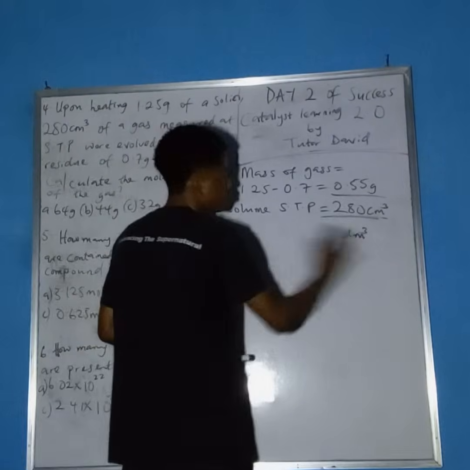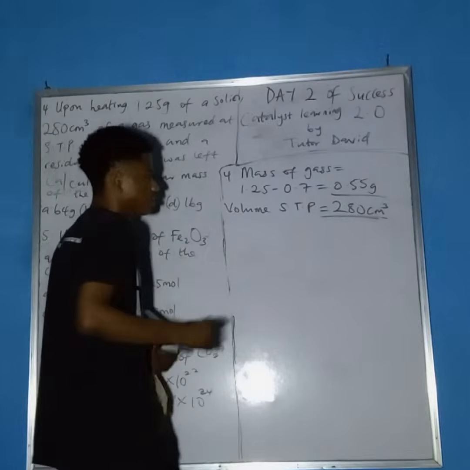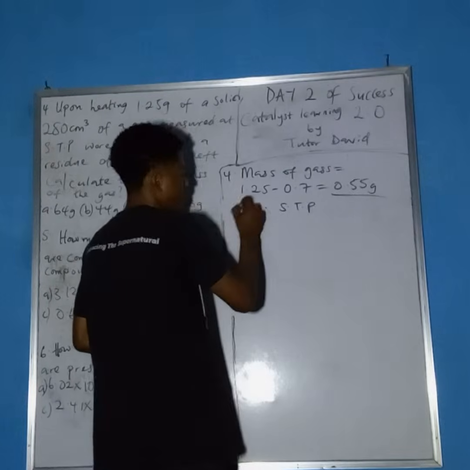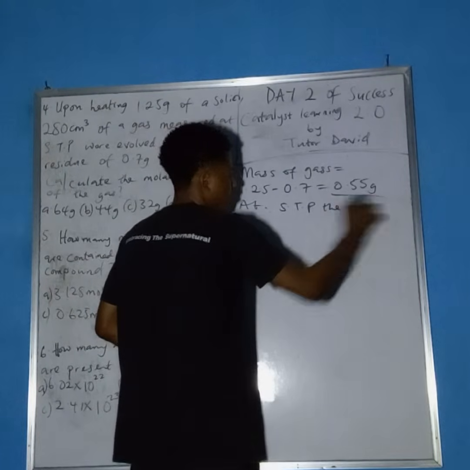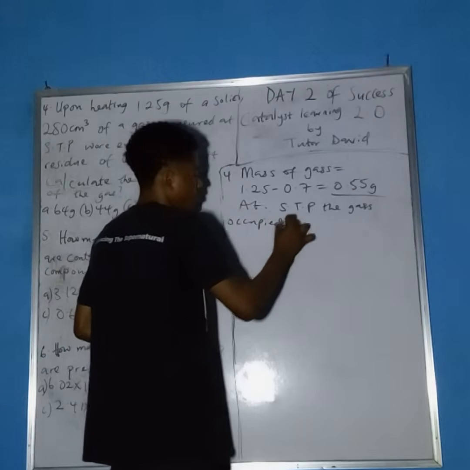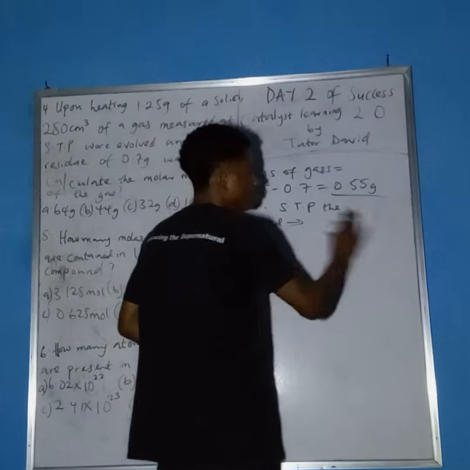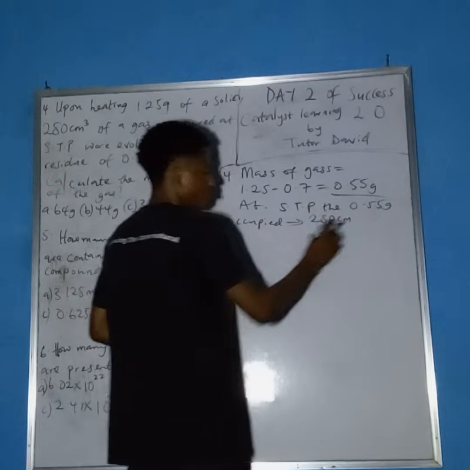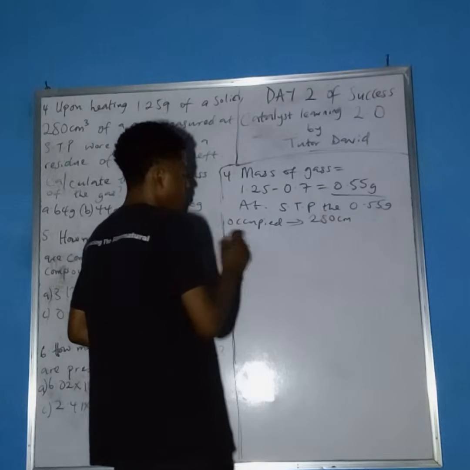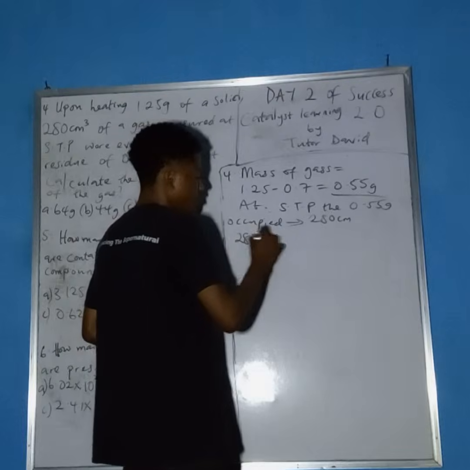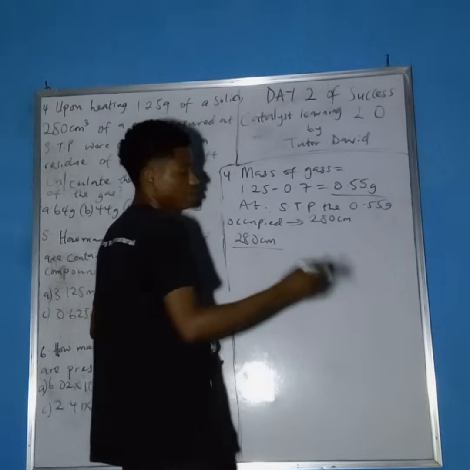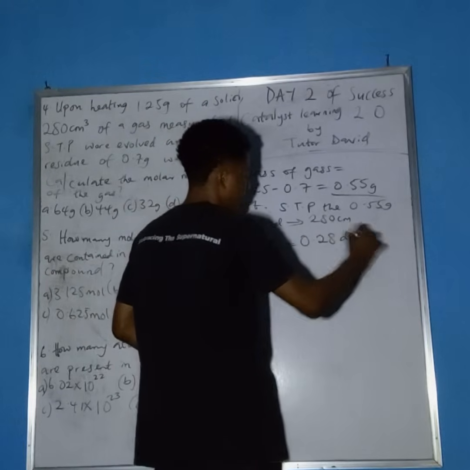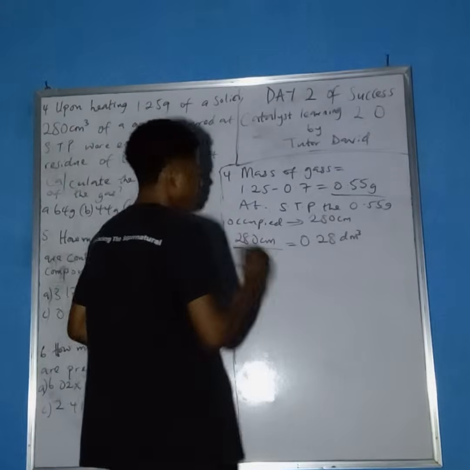So we are going to convert 280 centimeter cube to dm cube. By doing that, we convert the volume at STP that the gas occupied. At STP, 0.55 gram of the gas occupied 280 cm cube. So we have to convert 280 cm cube to dm cube so that we can solve. 280 centimeter cube over 1000 makes a dm cube, so this becomes 0.28 dm cube. Then we can proceed.